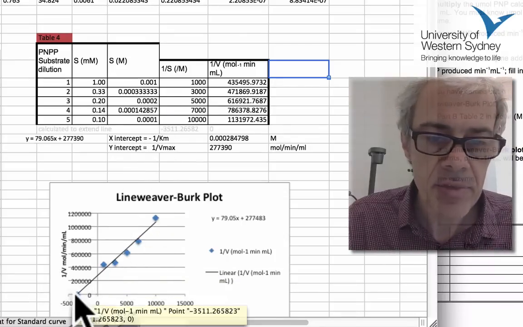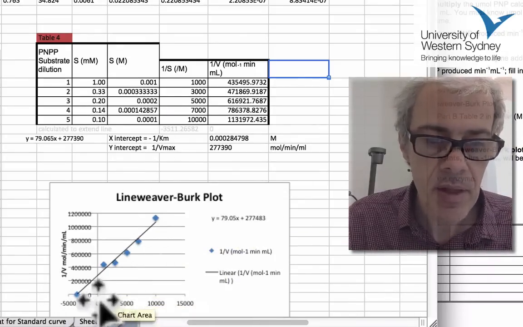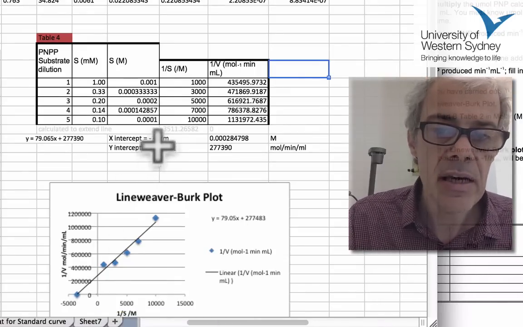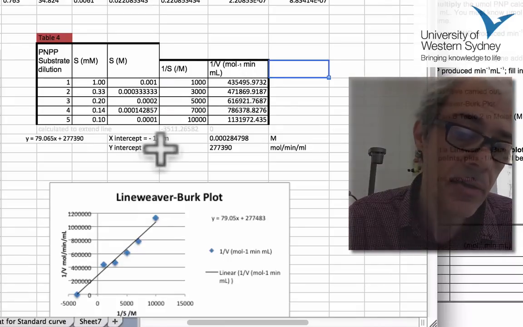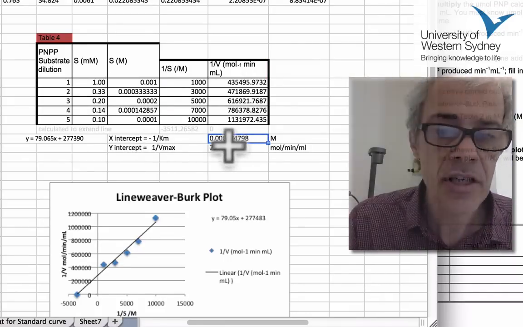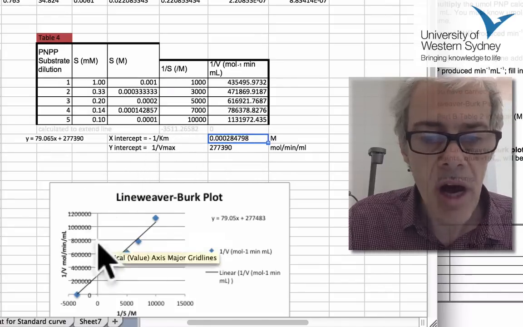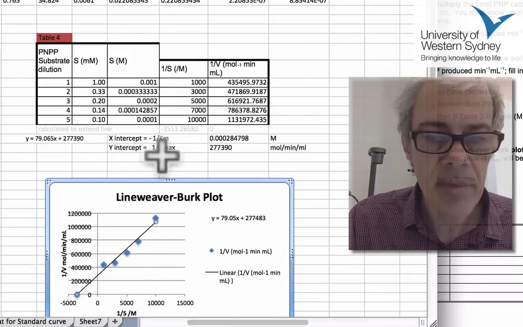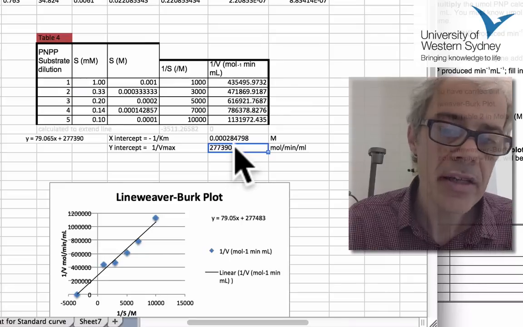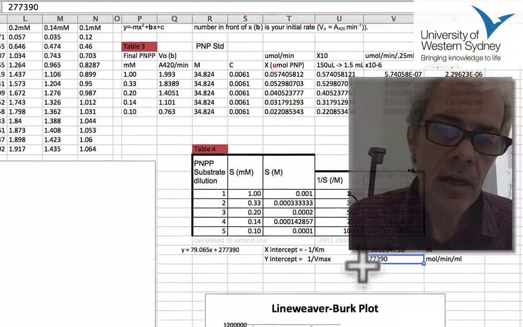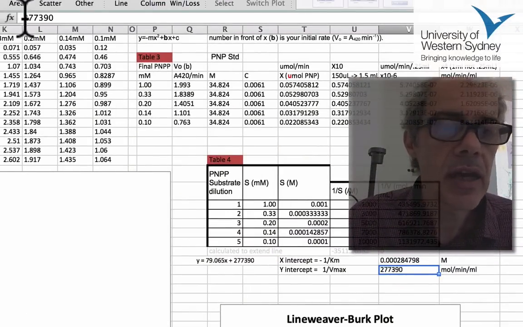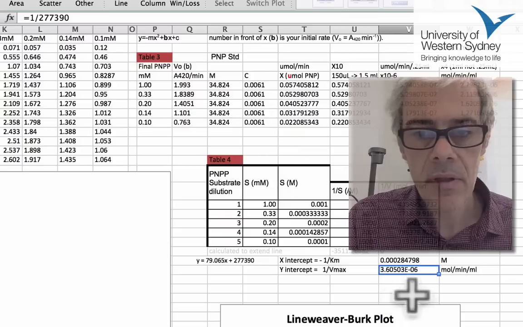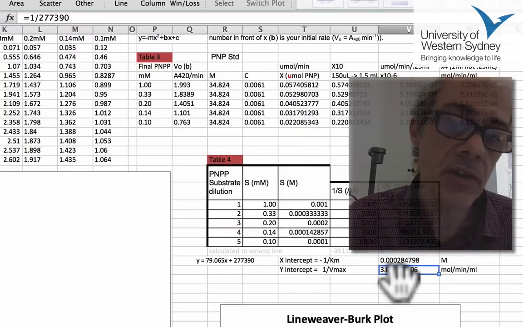So your x intercept here, which I've calculated using this equation, is about minus 3,500. If I take the minus 1 on that value, minus 3,500, I get this value, which is the Km in molar. The y-intercept, which again I've calculated from the line, is 1 on the Vmax. So this is the y-intercept, it's just the C from y equals mx plus C. If I take that value and I just do the inverse of it, so equals 1 divided by, then that's the actual Vmax value.